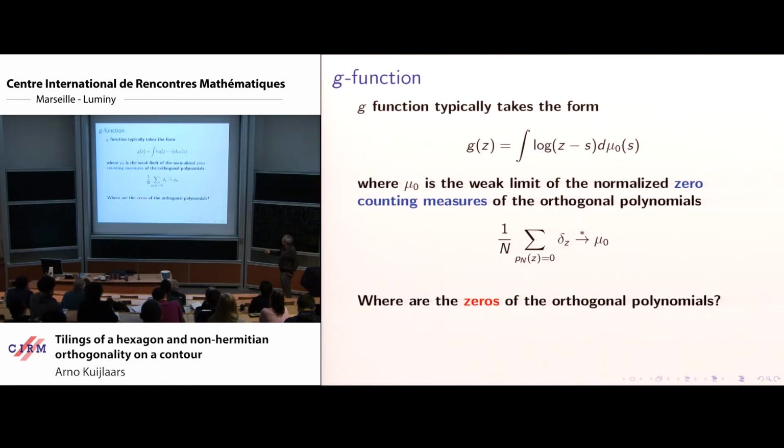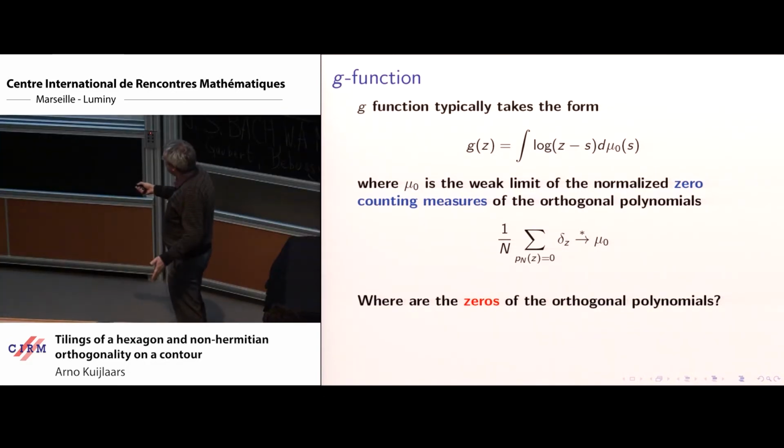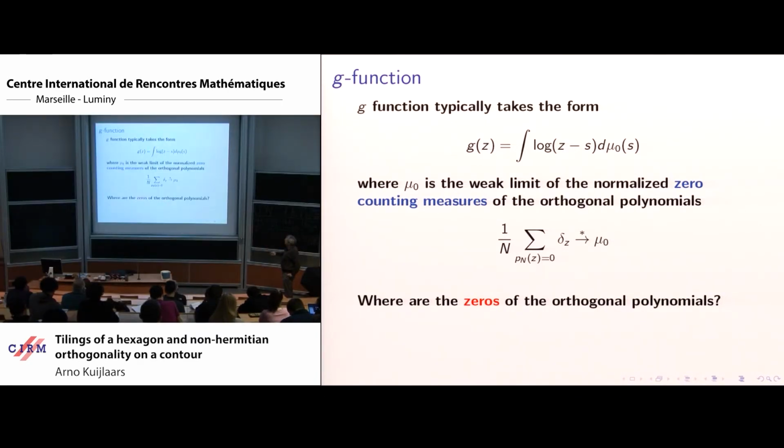If you have polynomials of degree n, it has n zeros in the complex plane. You put a mass 1 over capital N at each of the zeros. This is an empirical measure, the normalized counting measure of the zeros. This will have some weak limit. Let's call it mu 0. And then this g function will be the logarithmic transform of this limiting counting measure. That's what we should be using.